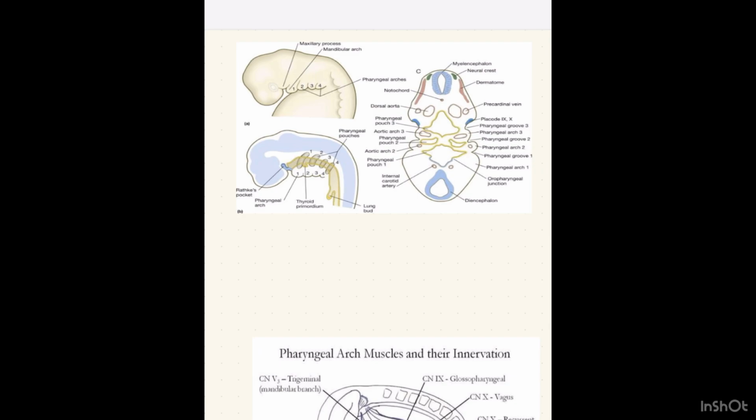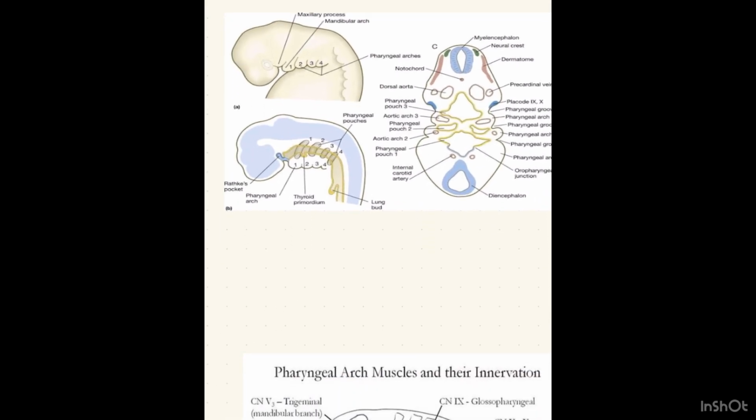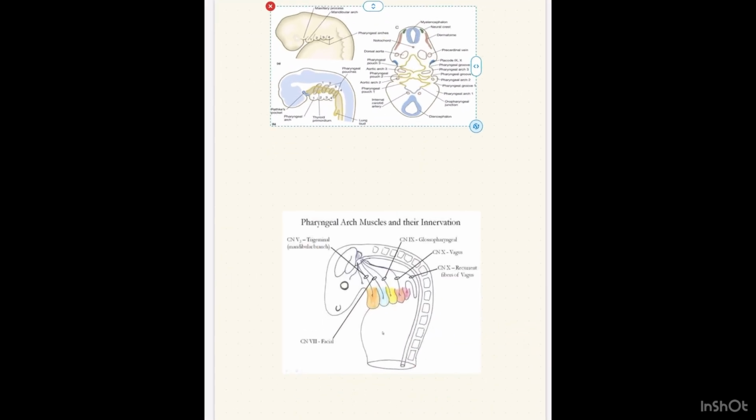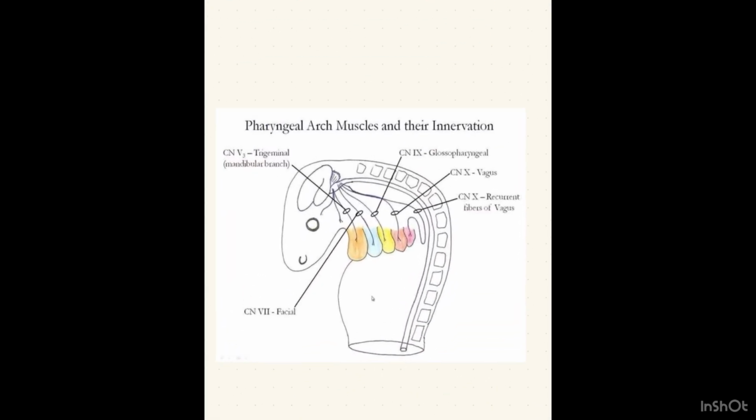Now let us see. This is the developing embryo. As I told you, this is the cranial end, and we have pharyngeal arches. So maxillary process, mandibular process, these are the pharyngeal arches. And if you look at the overview, we have the cranial end, and this is the caudal end. Now every pharyngeal arch will have its own muscle, and obviously if muscle is there, there will be a nerve to supply.